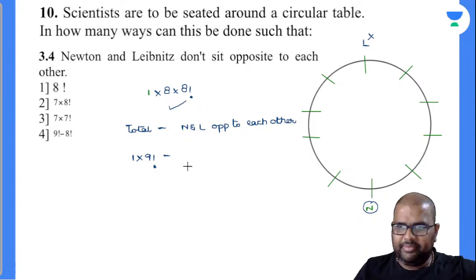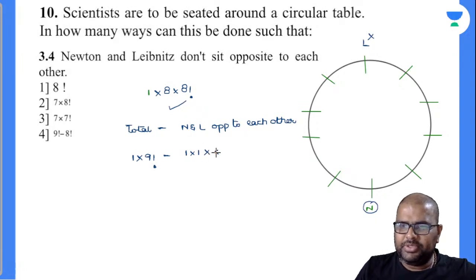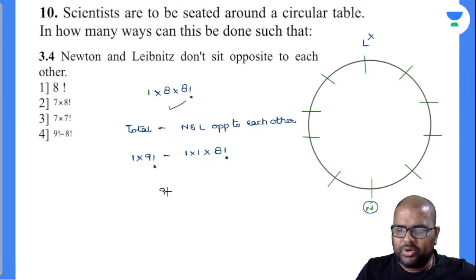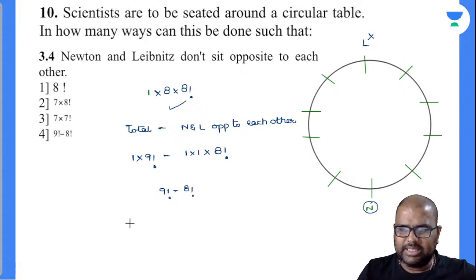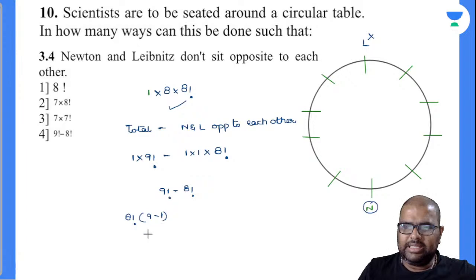So 1 and 1. So write 1 for Newton and 1 for Leibniz. How many positions are vacant? 8 positions are vacant. Of course, these 8 persons can be seated in 8 factorial ways. So am I getting the value 9 factorial minus 8 factorial? Yes. Now look, you will be getting the same answer there. See here, I can take 8 factorial as common. So what will be left over? 9 minus 1. And this is nothing but 8 into 8 factorial.